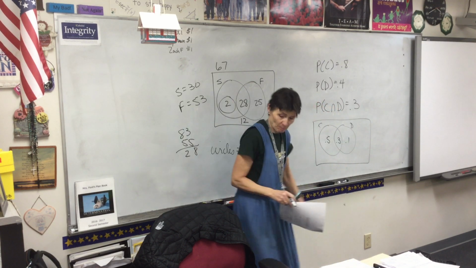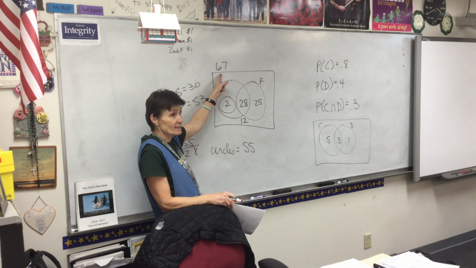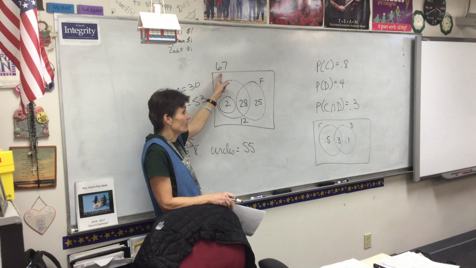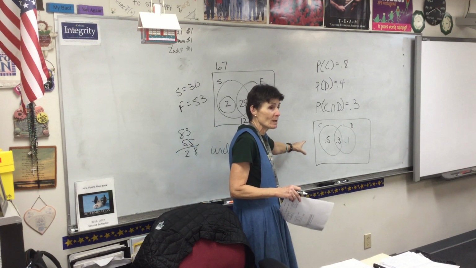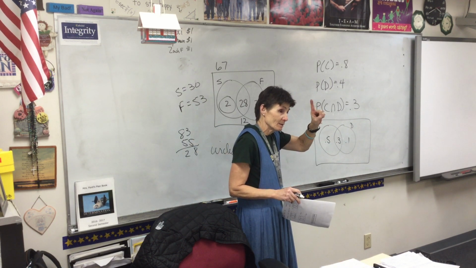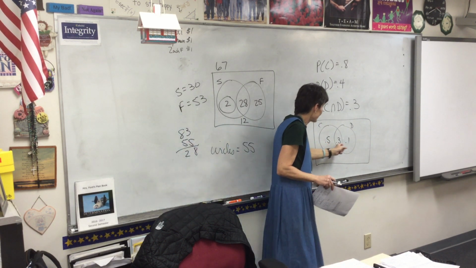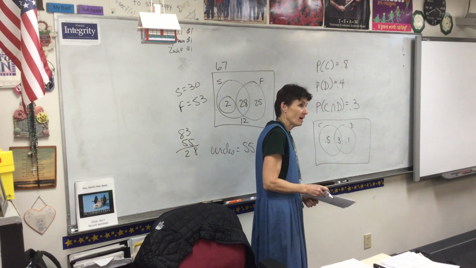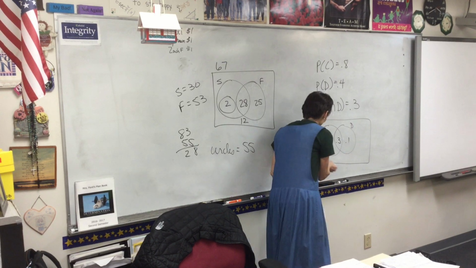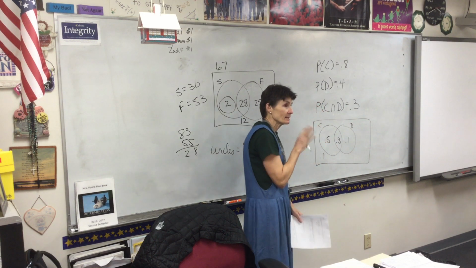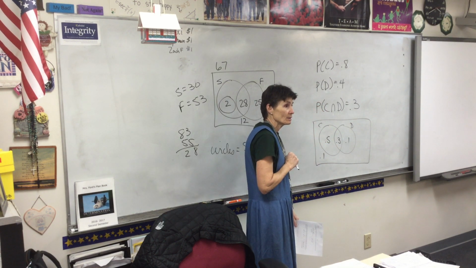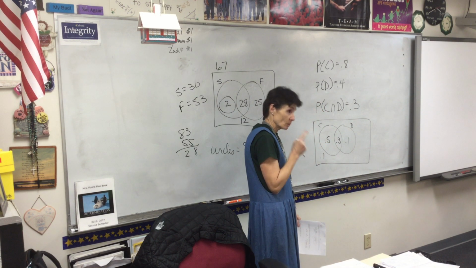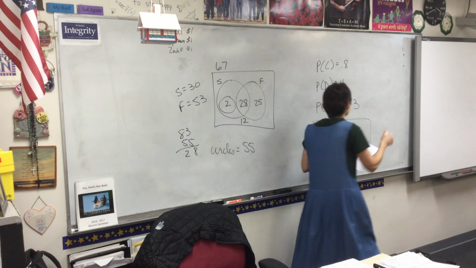Now, in that one, we had to total 67 because we had 67 people. But in a probability problem, we have to total 1. So what have we got here? 0.9, which means the other 0.1 doesn't like daffodils or coconut. Okay? So now here are the questions.